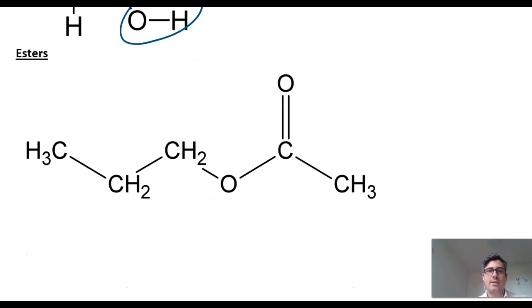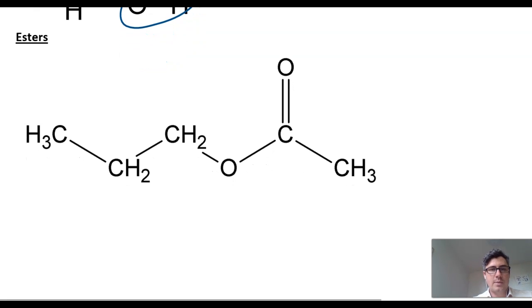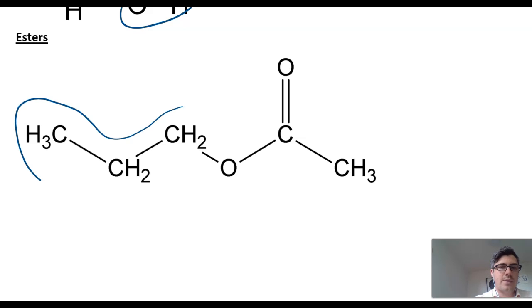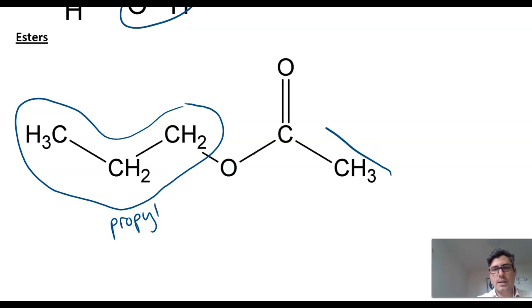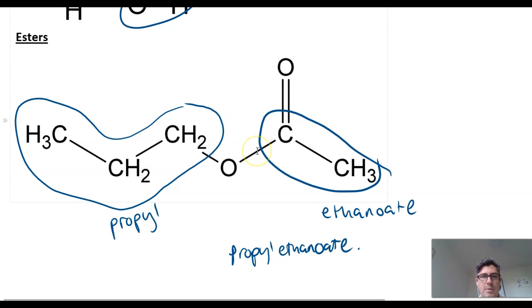Lastly, we've got esters. So esters are named by 2 parts. So we've got to focus on the fact that we have a propyl group here. Okay, this is a propyl group. And this here is an ethanoate group. So we call this propyl ethanoate. There doesn't need to be any numbers because there is only one way of bonding these ones.